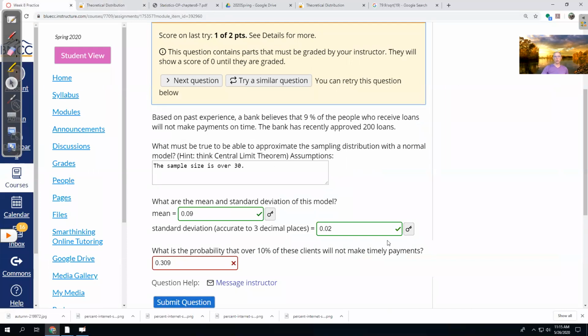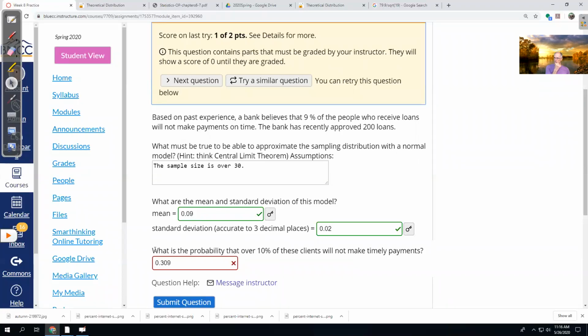No, well, oh dear. Okay. What is that? Am I misreading that? Does anybody want to chime in and say what I'm screwing up here? I was making videos yesterday and I had to do one video over 3 times because I kept making silly mistakes. What is the probability that over 10% of these clients will not make timely payments?